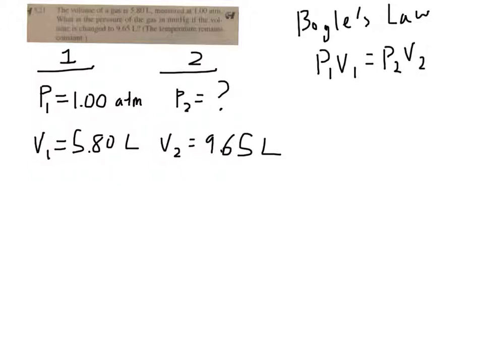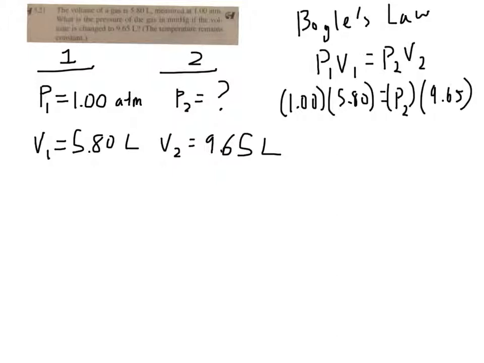So now it's basically just substituting. What is P1? P1 is 1.00 atm. What is V1? 5.80 liters. What is P2? That's what we're solving for, so we'll leave that as a variable. And what is V2? 9.65 liters.